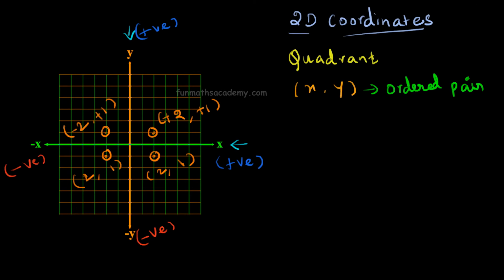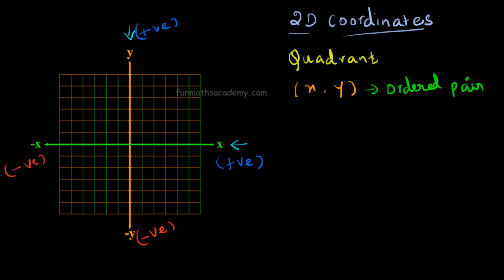In the third quadrant, both x and y are negative. So, the point will be (-2, -1). In the fourth quadrant, x is positive and y is negative. So, the point will be (2, -1). Now, did you understand the difference?